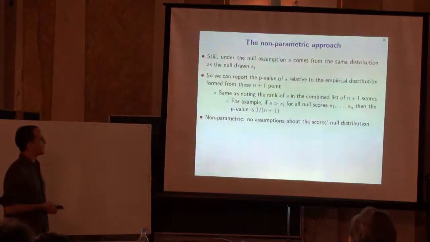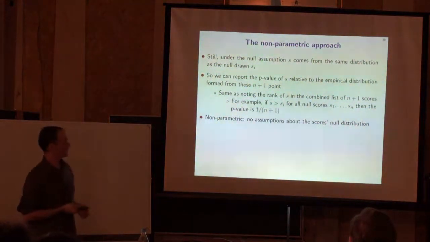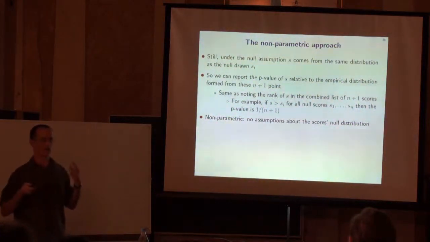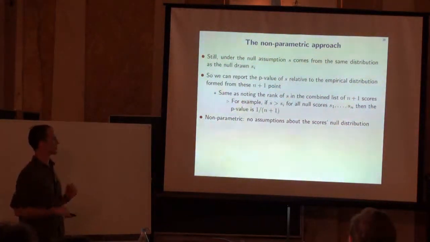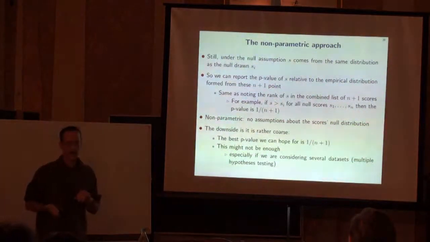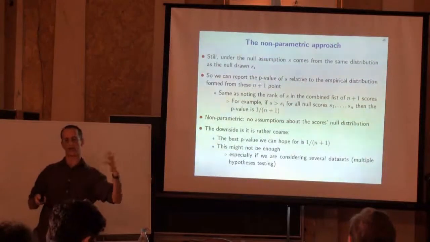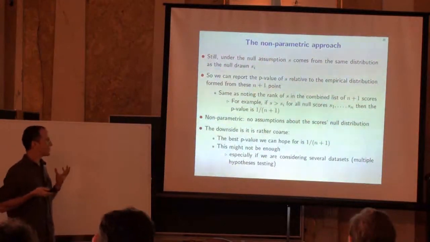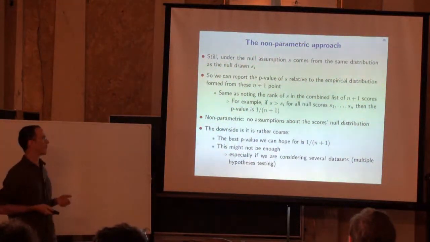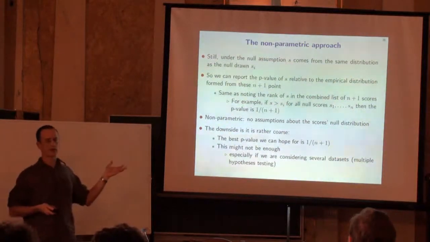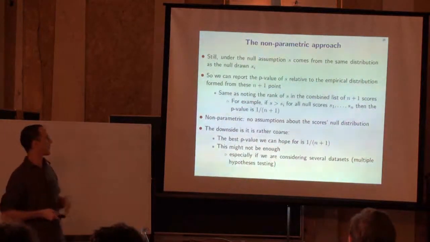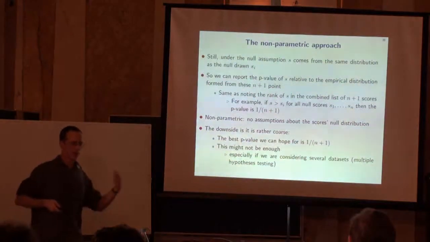The good news is this is a non-parametric method, that it's robust. I'm not making any assumption about the score's null distribution. The bad news is it's rather coarse. The best p-value I can hope for is like 1/51, which is really not going to cut it, especially if we're considering several data sets where we might have to deal with multiple hypothesis testing.